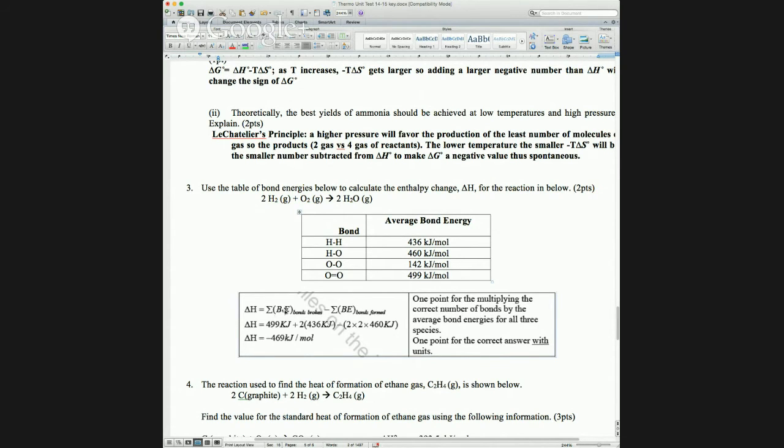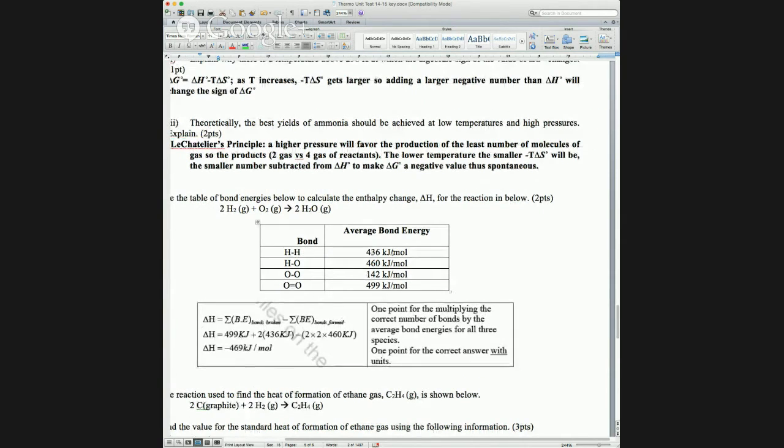So it's the sum of the bond energies that are broken. The ones that are broken are the hydrogen and oxygen, and you have to multiply each of those bond energies times their coefficient. So you have H2 and H2, you have 2 H2, 836 kilojoules per mole bond energy between the two H's. So that's why it's 2 times 436. The oxygen is a double bond, O double bond to O, which is why that's a 499. Those are the bonds that are broken.